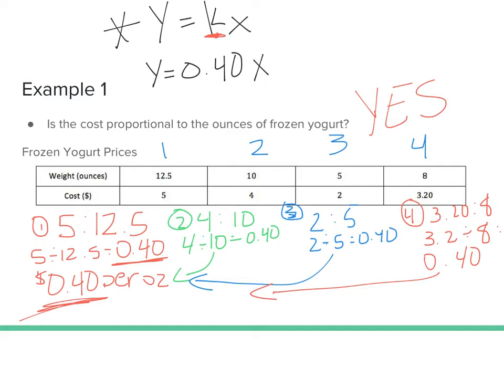I know that this might feel a little confusing, but essentially all that we did was say, if I divide the cost by my ounces, that's going to give me this increase right here of times 0.40. Okay? For all of these, they are equivalent. We are multiplying by the same thing every time.